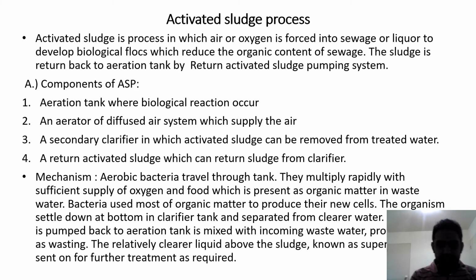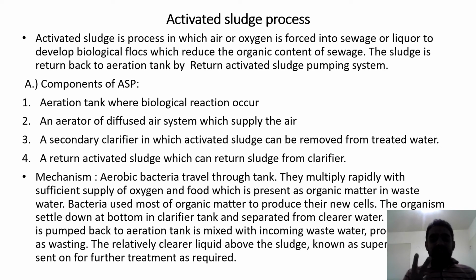Now, the activated sludge process. Water can be treated in the activated sludge process in the presence of oxygen and with living microorganisms such as bacteria. Now, which components are required for the activated sludge process? The first one is the aeration tank or biological reactor where this process occurs. Second is an aerator or diffused air supply, which can supply fresh air or oxygen. Third is the secondary clarifier.